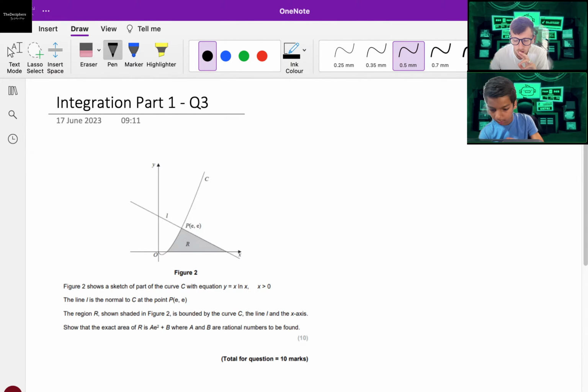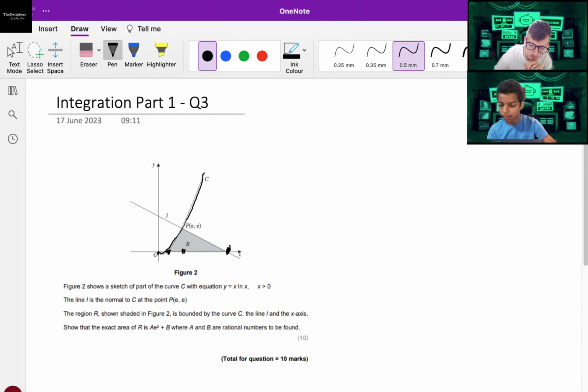Okay, so I think what we can do is find the integral of this curve from here to here, but then that would... no, from here to here, and then find the integral of the line from this point to this point.